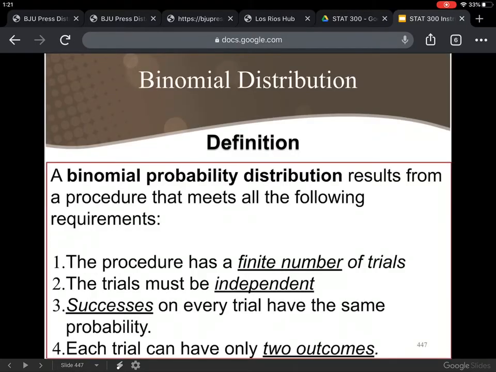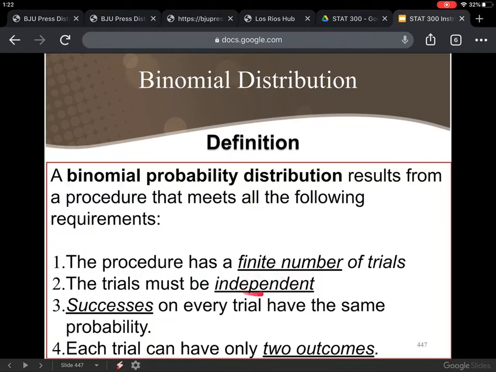Now there's a definition for a binomial distribution. A probability distribution that is binomial has 4 characteristics. You need to remember these. This will be on the test. The binomial probability distribution results from a procedure that meets the following requirements. The first thing is, the procedure has a finite number of trials. A finite number of trials means you can keep going a long time, but at some point you're going to have to stop, right? Second criteria is the trials must be independent.